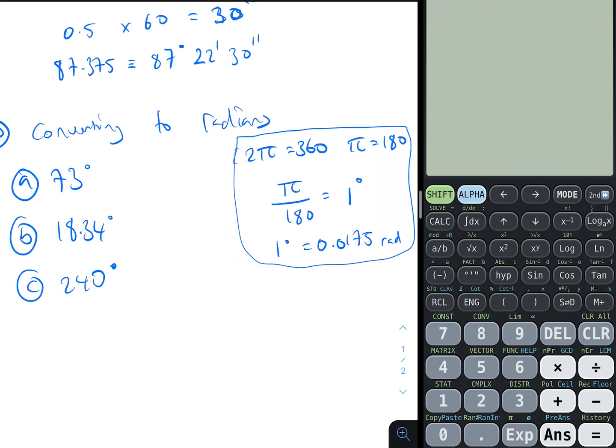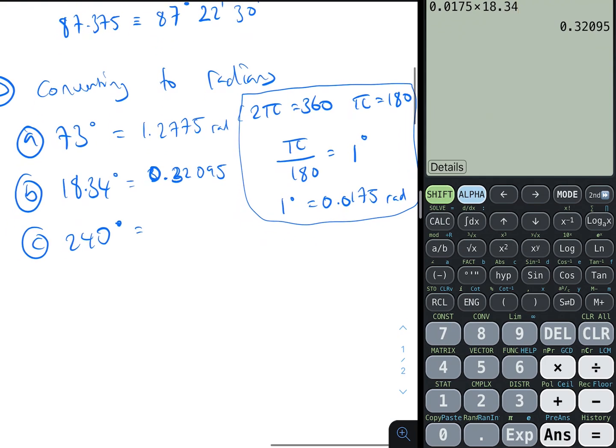Let's do 0.0175 times 73 degrees, which is equal to 1.2775 radians. We'll do the same again: 0.0175 times 18.34 gives us 0.32095.